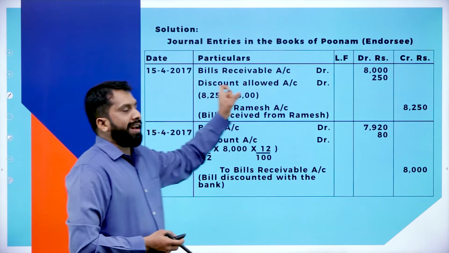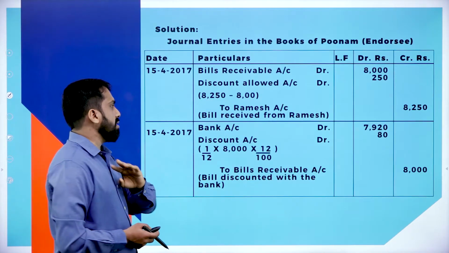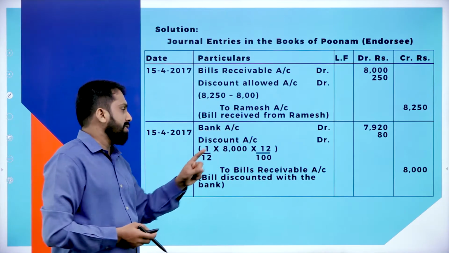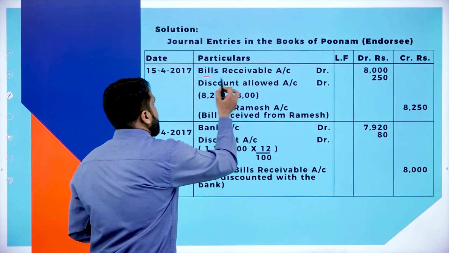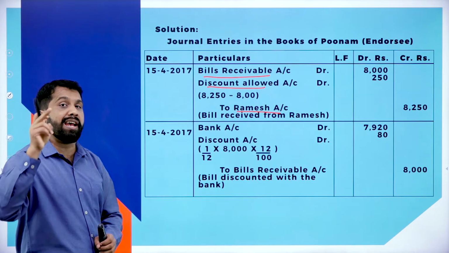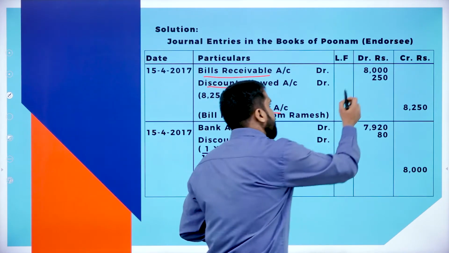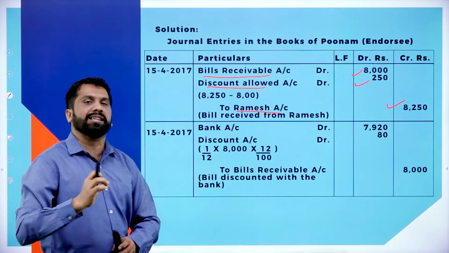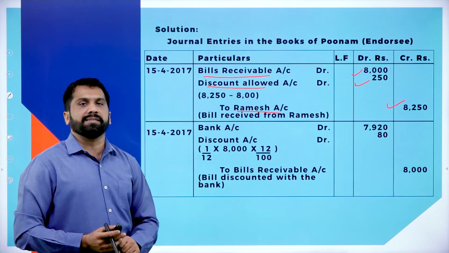Now, bills receivable. This is in the books of NOC, Poonam, the third party. We are doing journal entries in the books of the third party. The third party will get only 2 journal entries. One is she has collected the bills. She went to the bank. Only 2 entries. Now, bills receivable discount to Ramesh. Actual receivable how much? 8,250. How much received? 8,000. 250 discount, and the final value is 8,250. Hope you are clear with this concept.